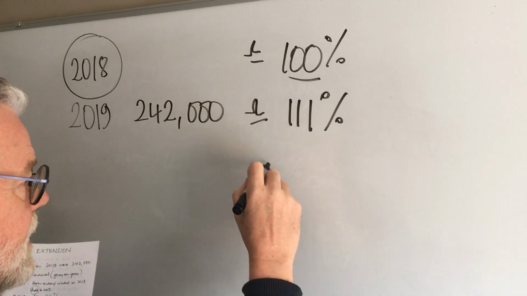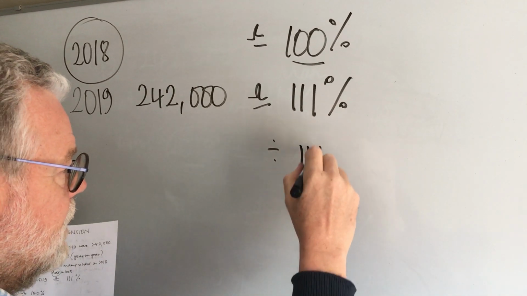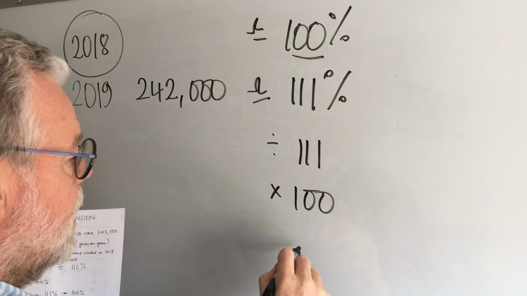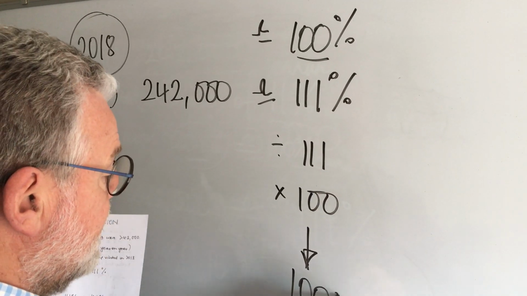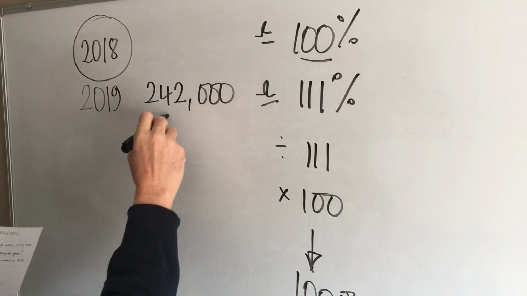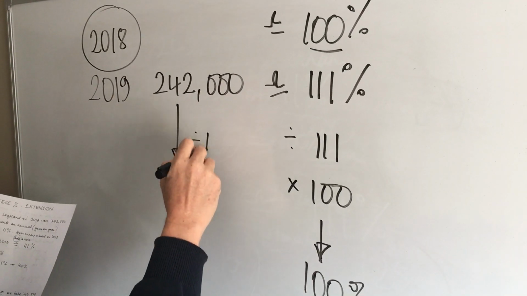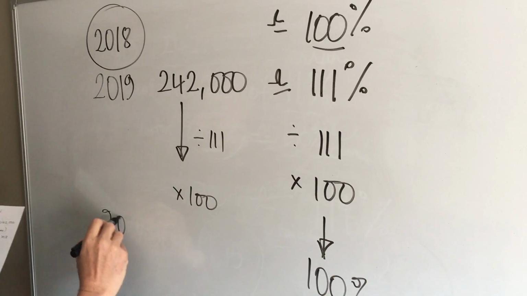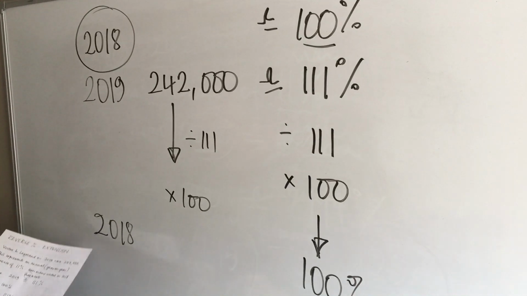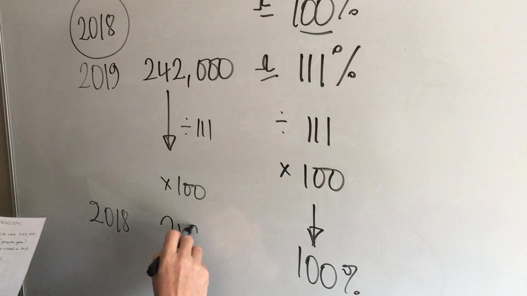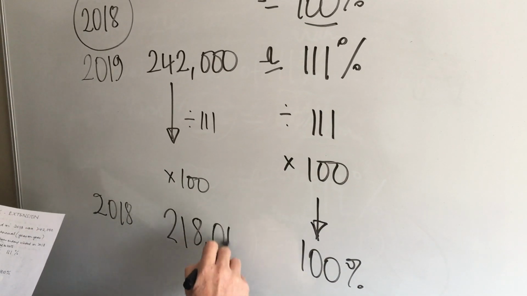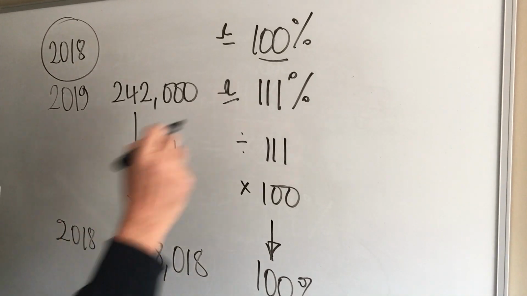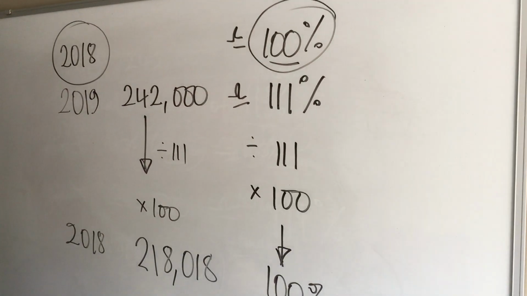So my tip is, if you divide by 111 to get to 1 and times by 100, you then reach 100%. And then we can do the same with this. So if I divide it by 111 and times by 100, I find that my 2018 visitors to Legoland were in fact 218,018. So the key to remember solving this type of problem is we're looking to get to the 100% value.